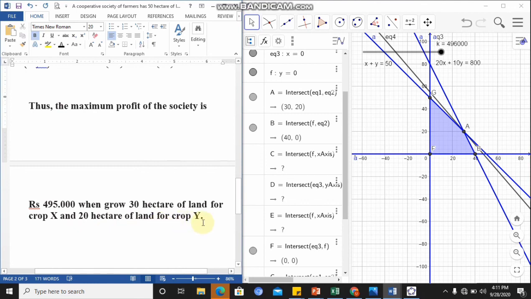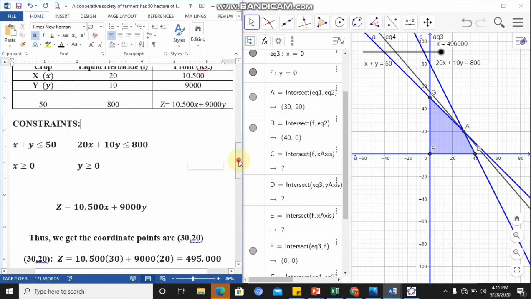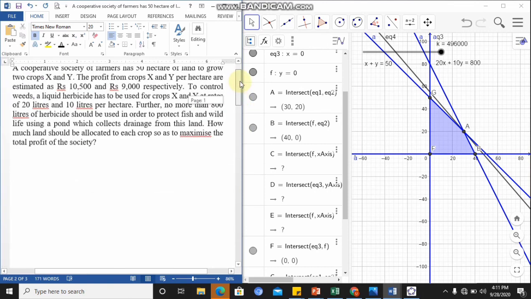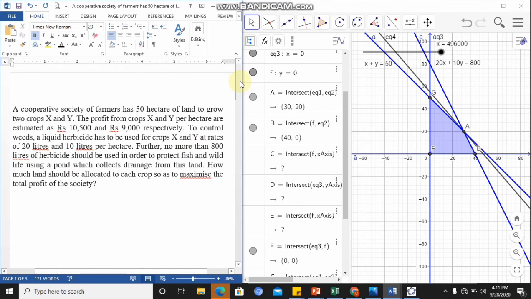So, this is my explanation about how to solve the problem about linear programming.